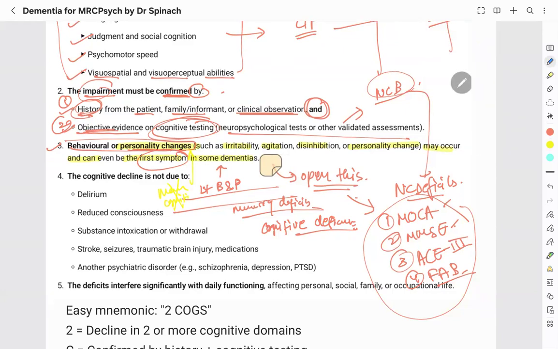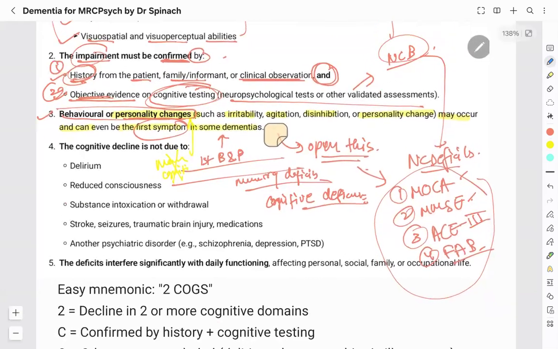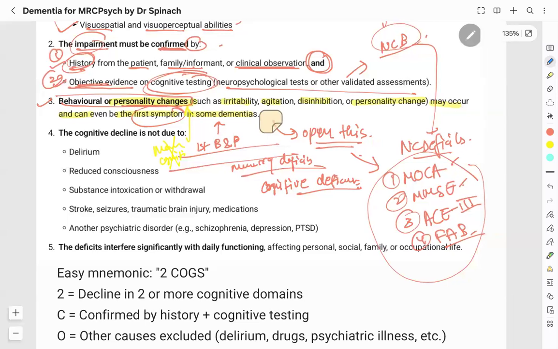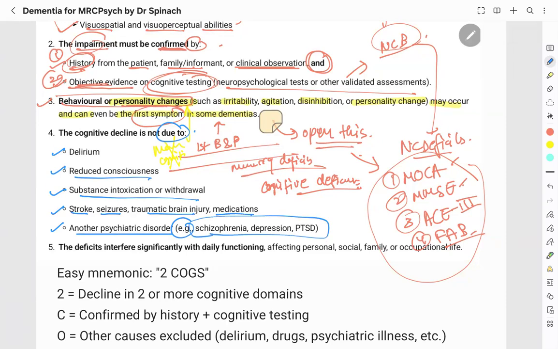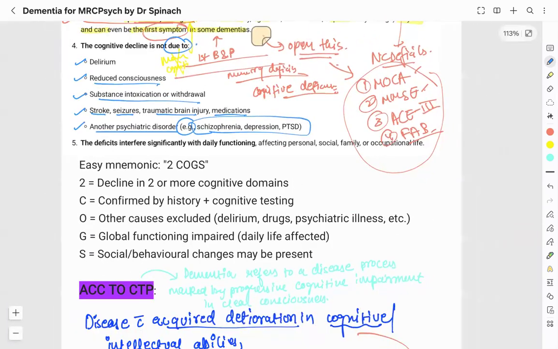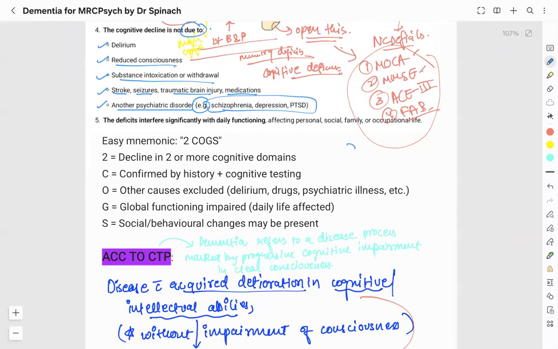Okay. So the next one is the cognitive decline should not be due to any of these causes: delirium, reduced consciousness, substance intoxication or withdrawal, stroke, seizures, traumatic brain injury, medications, or another psychiatric disorder. This could be any of these. I don't think we need this because we already read it, but if you want to remember, you can use this.